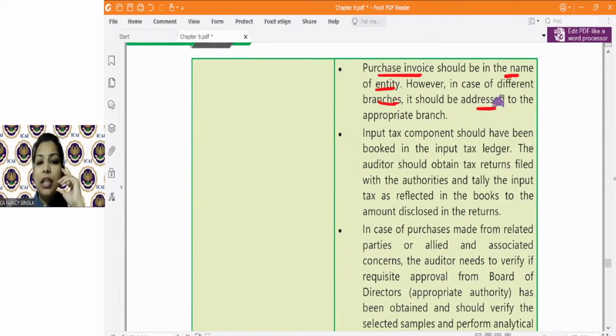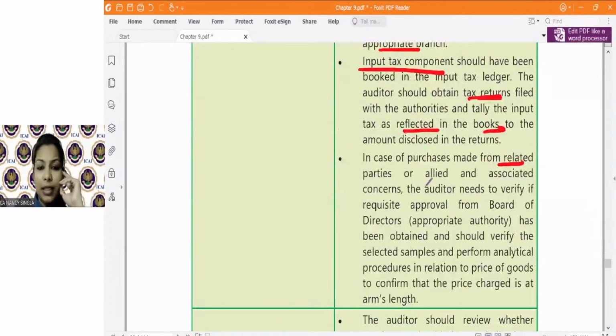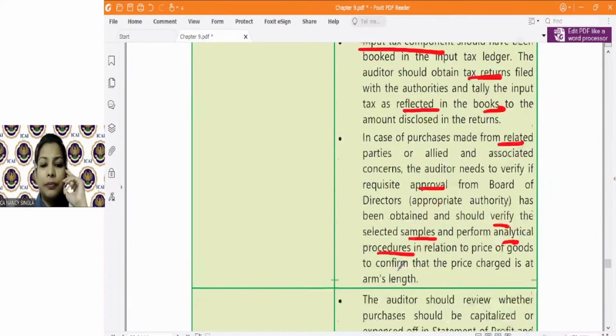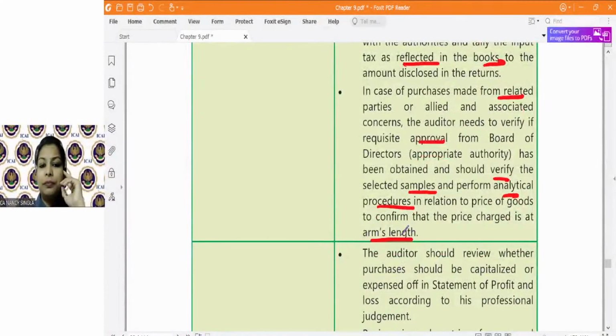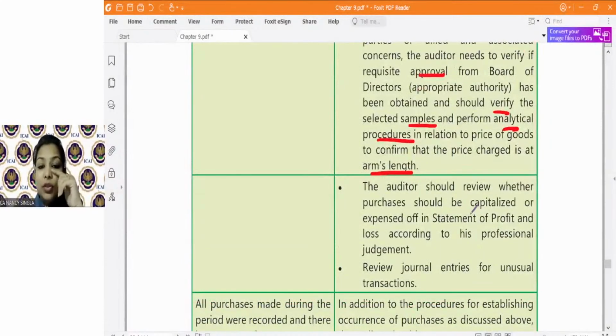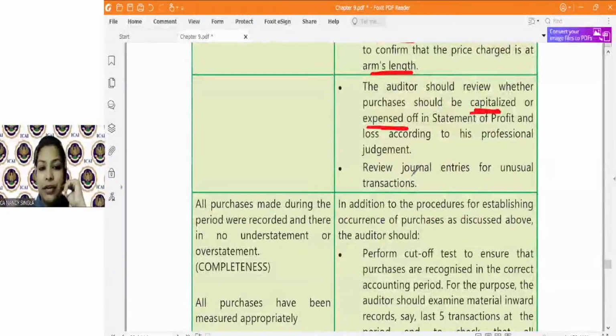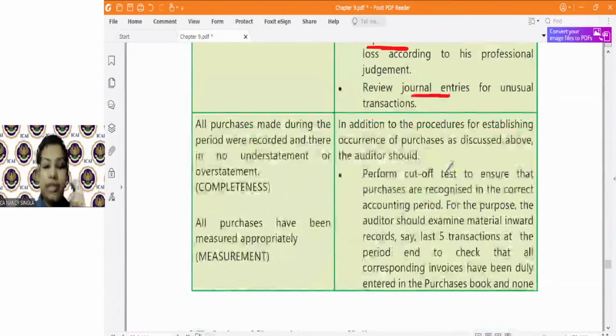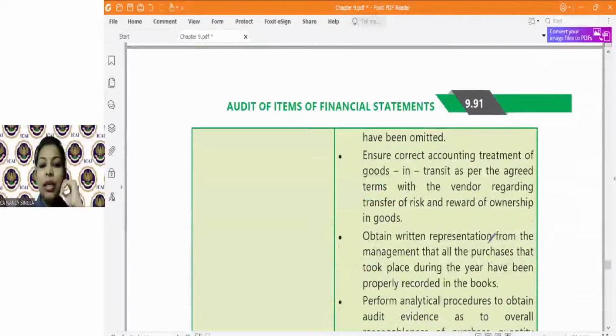लेकिन अगर branches हैं, it may be addressed to the appropriate branch. Input tax component देख लो, tax returns से compare कर लो, जो books of accounts है वो देख लो. Related party है तो approval है या नहीं, verify कर लो, sample ले लो, ARPs कर लो, arm's length है या नहीं, check कर लो. रिव्यू की परचेजेस जो थे कैपिटलाइज तो नहीं होने चाहिए थे या पीएनएल में ही जाना चाहिए, एंड जनरल एंट्रीज को कंसीडर कर लो. कंप्लीटनेस के लिए कट ऑफ कर लो, लास्ट 5 ट्रांजैक्शंस को कंसीडर कर लो.